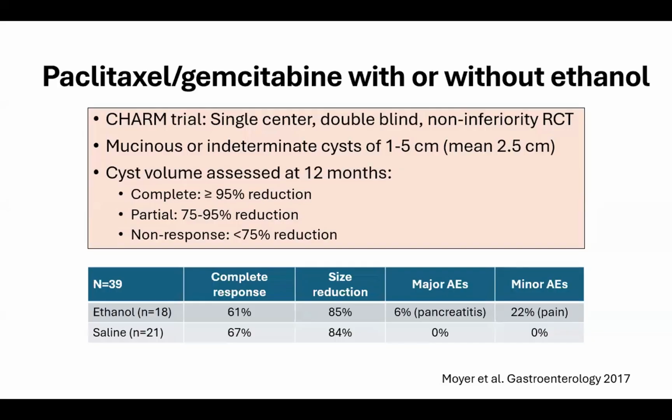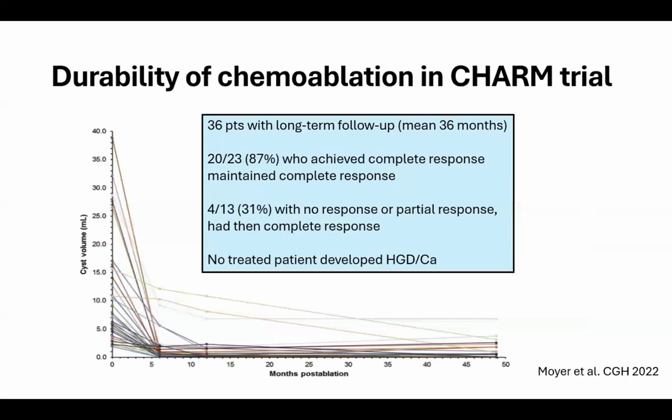So in this study, they found that there was a complete response rate with or without alcohol in the range of 60 to 70%, with a cyst reduction overall of 80%. And only the group that received ethanol had a risk of adverse events, included 6% of pancreatitis and 22% of post-procedure pain. And this was eliminated when alcohol was removed from the equation. So currently, if we're going to be doing treatments with chemoablation, probably alcohol shouldn't be in the mix, given the increased risk of adverse events.